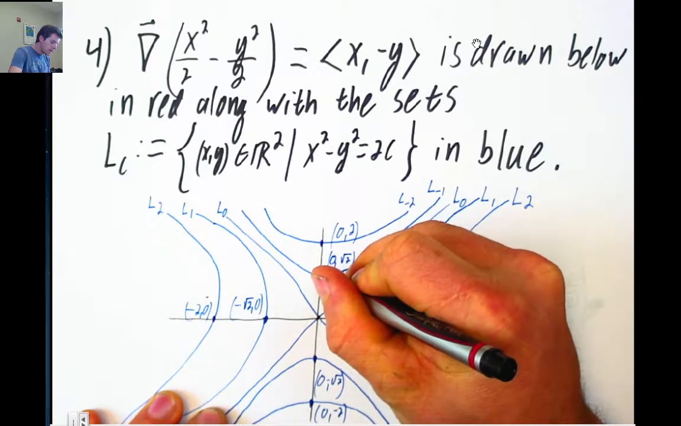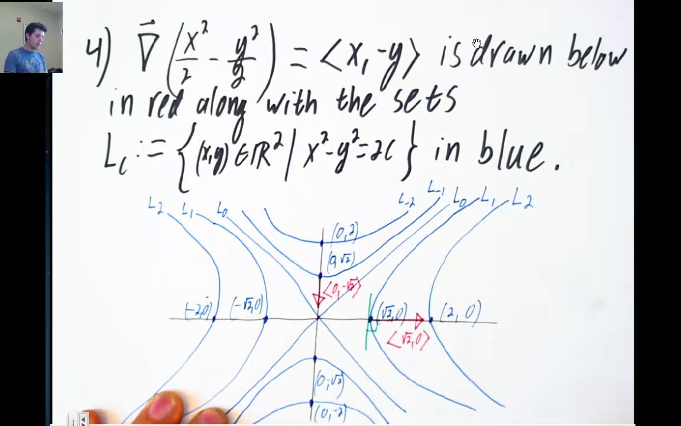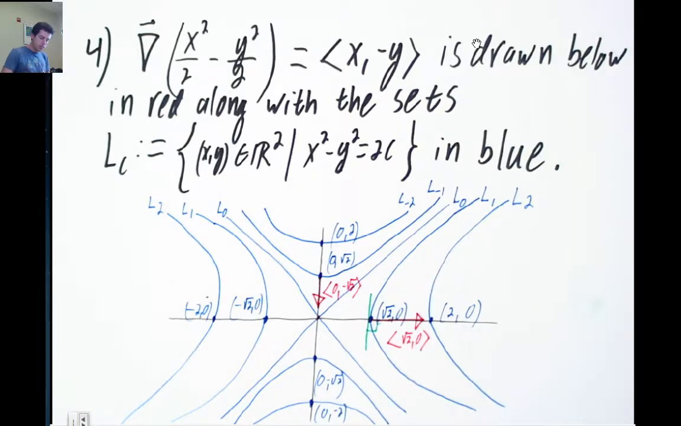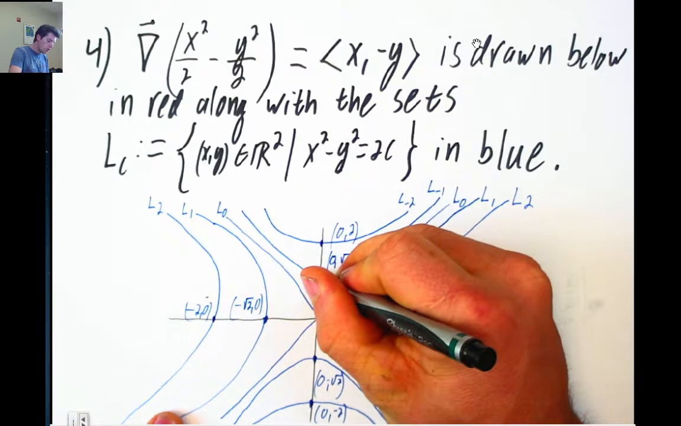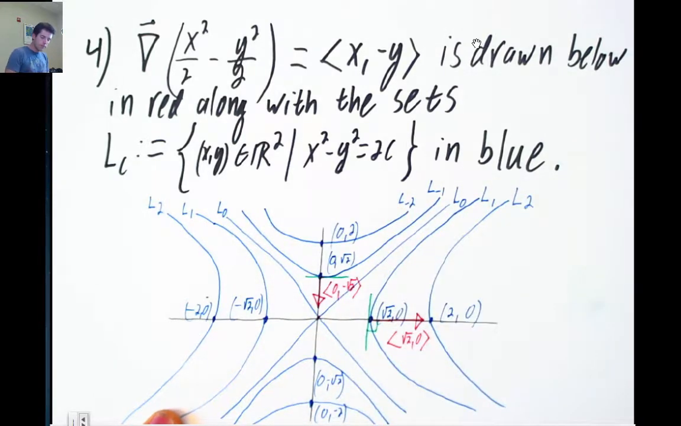Yes, pointing, again, don't hold me to the length because I don't want to make a really ugly drawing. But this vector right here points in the negative y direction only, and that does indeed look like it is normal to the tangent line to the level set right there.